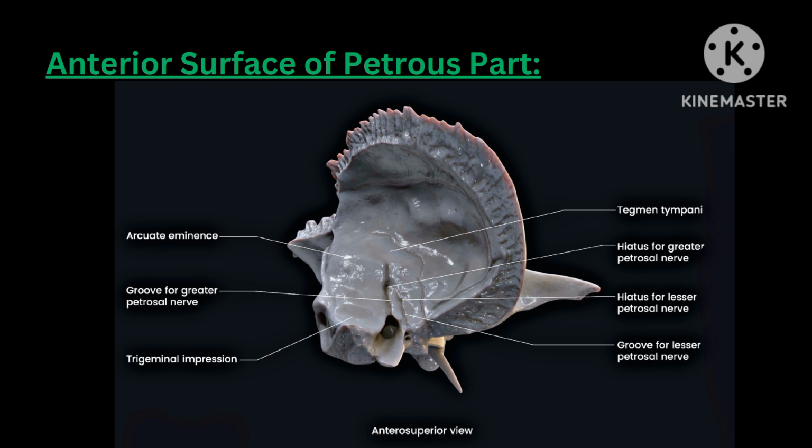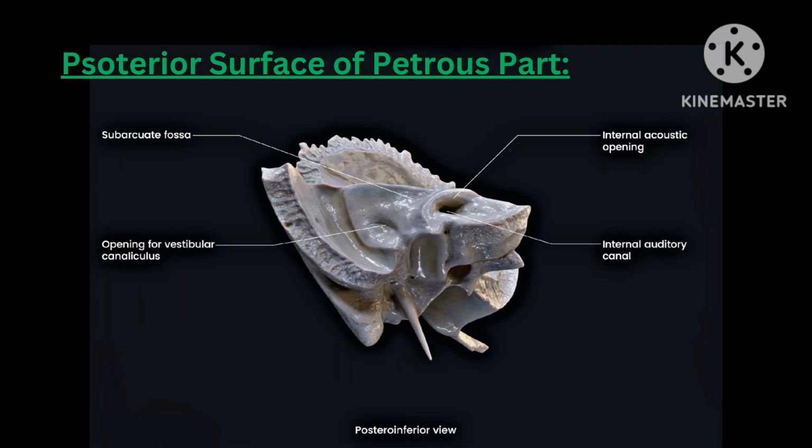The trigeminal impression is a shallow, oval depression on the anterior surface of the petrous part of the temporal bone. It is produced by pressure from the trigeminal ganglion located here. The posterior surface of the petrous part of the temporal bone has two openings. Internal acoustic opening, leads into the internal acoustic meatus. External opening of vestibular aqueduct.